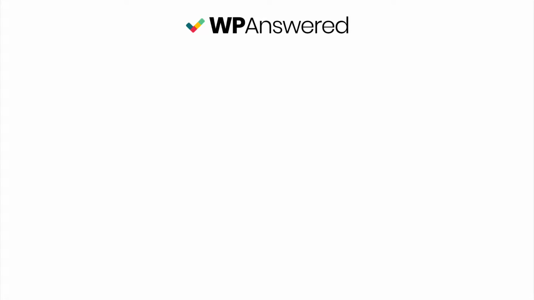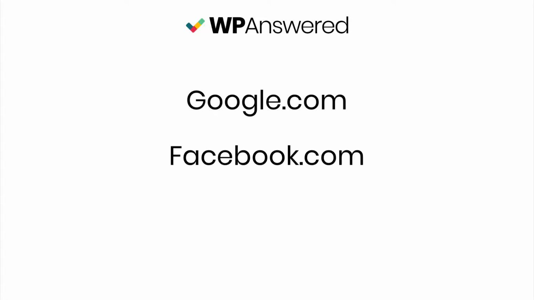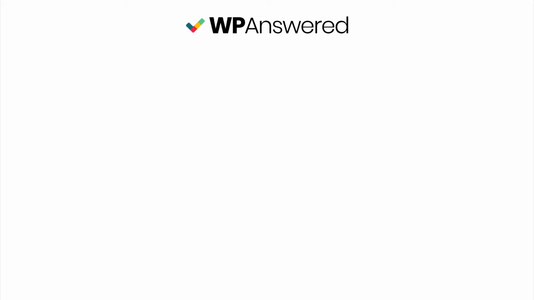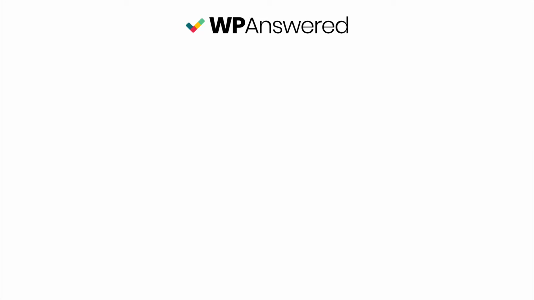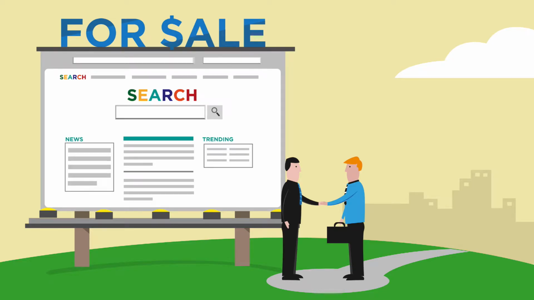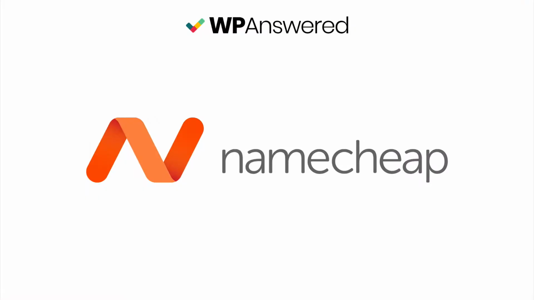Some example domain names are google.com, facebook.com, and wikipedia.org. Just like these examples, your domain name should be the same as your brand name, followed by .com. Before you purchase the domain, you need to check if it's still available to register it. There are lots of free tools you can use to check availability, but I prefer to use Namecheap.